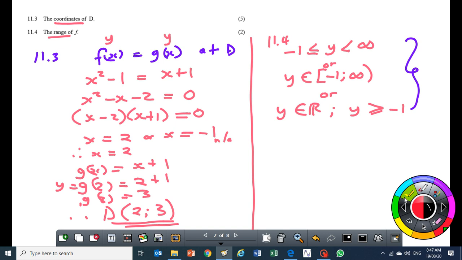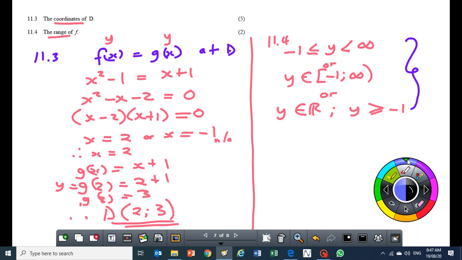Range is the set of the y values. Range is the set of y values. Right?